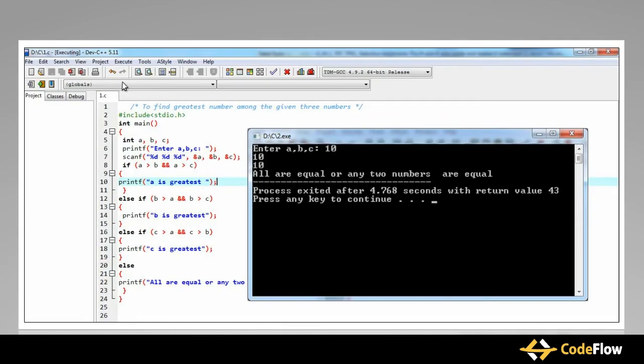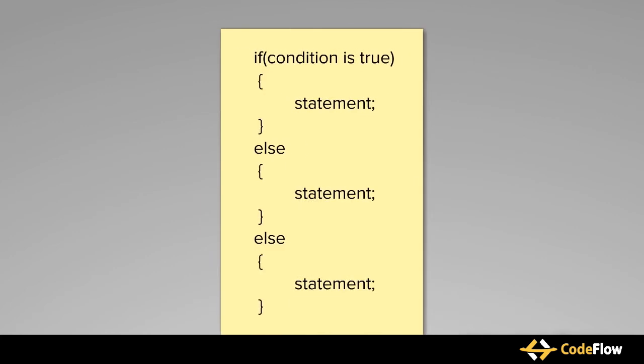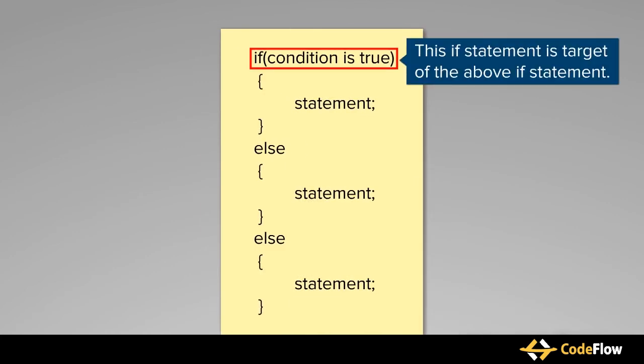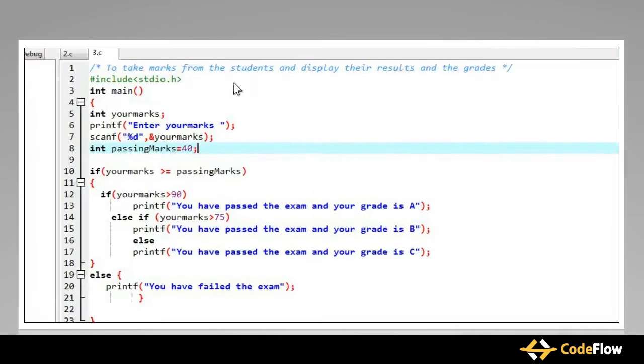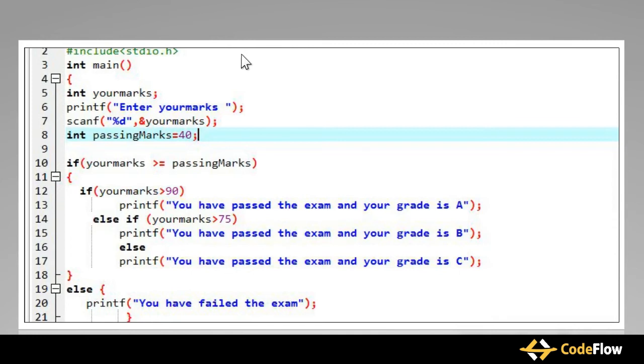We have understood the if else ladder. Now let's learn about nested if statements. A nested if is an if that is the target of another if or else. Here's a program to understand how nested if statements work. This program takes marks from the students and displays the result and the grades.